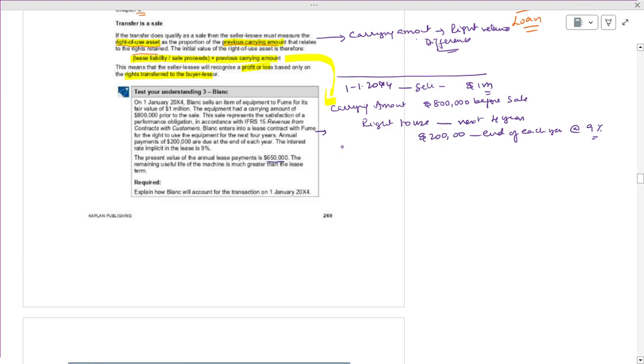The remaining useful life of the machine is much greater than the lease term. They have taken it on lease for 4 years, and the life of the asset is more than 4 years. The question: explain how it will be accounted for in the transaction for January 2004.